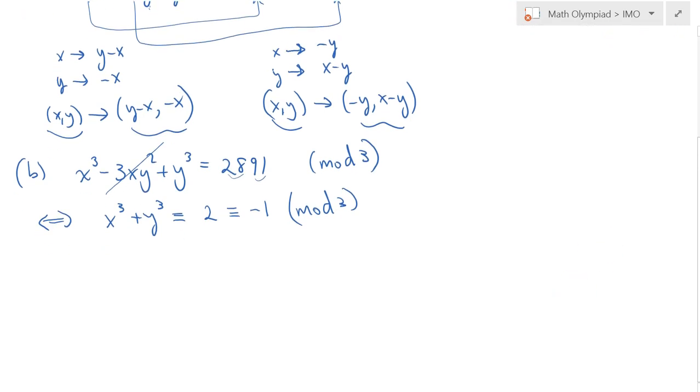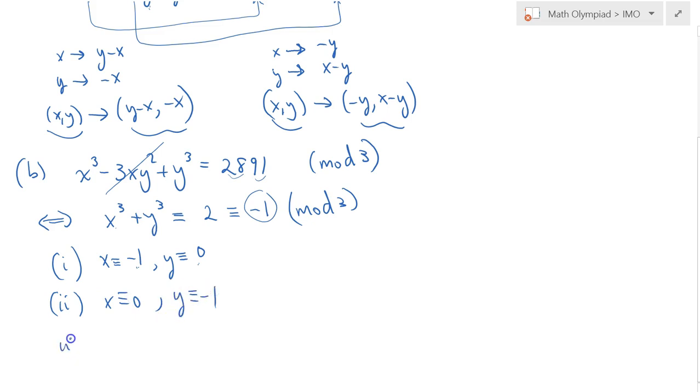Well, we have a few cases to consider. I claim that we have 3 cases. Two of them are symmetric to each other, obviously. But, okay, either x is congruent to minus 1, and y is 0. So when you cube it, you get minus 1 here, cube 0, and then you get minus 1 for the total. The second case is the opposite, so that's why I said it's almost symmetric.